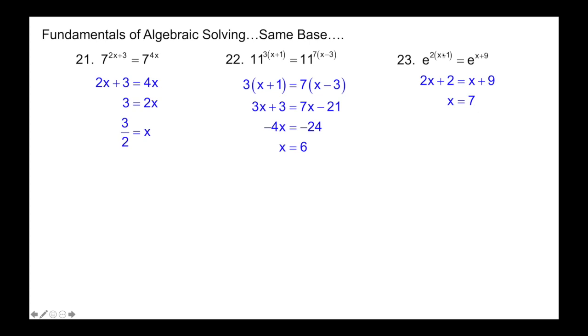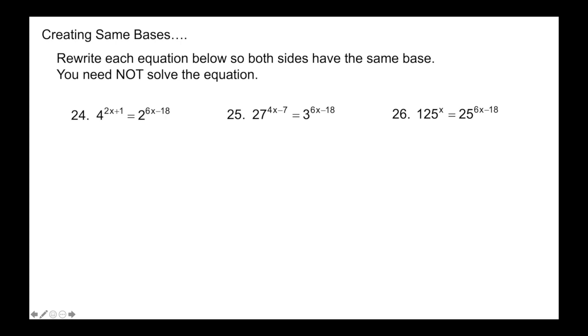Once again, when I go to check this, plugging this in here, I've got 2 times 8, which is going to give me 16, and then over here I've got 7 plus 9, which is also going to give me 16. Now in these examples, they don't have the same base. So in order to solve them like we did in the previous setup, we're going to need to get them to have the same base. We're just going to work on the setup here. We're not going to actually solve these expressions.